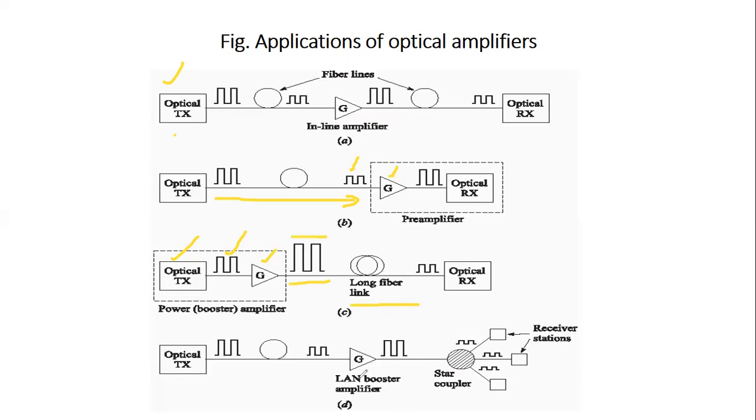In the last application, we are boosting the signal level for the local area network. Suppose this is the optical signal and this is the amplifier, and here we have to increase the strength of the optical signal for this particular LAN network. So this is all about the different applications and configurations in which we can use the optical amplifier.